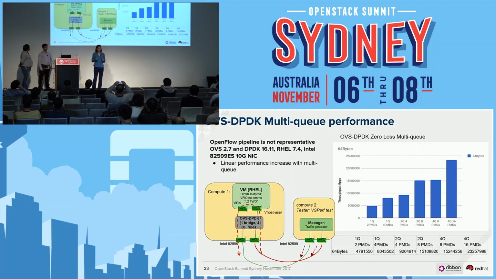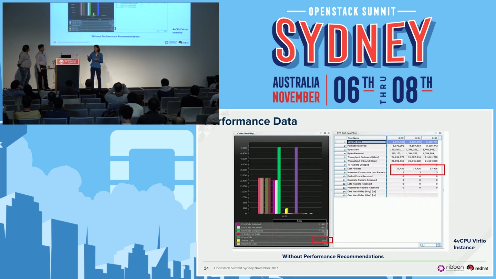But MultiQueue does have a performance bump, and you can see that you have a linear performance increase as you add more PMD threads and as you add more queues and vCPUs to OVS DPDK, similarly for Open vSwitch. I'll hand off to Sue.